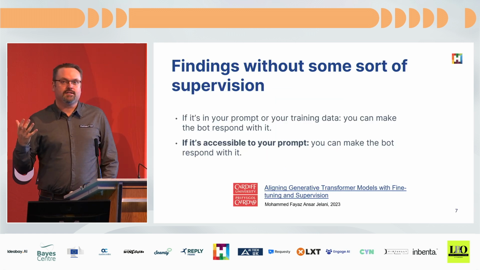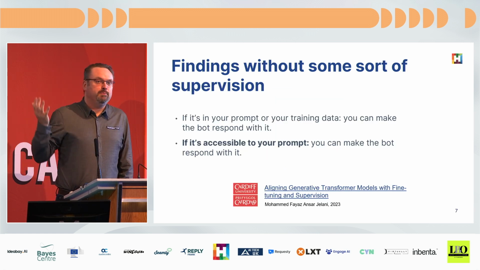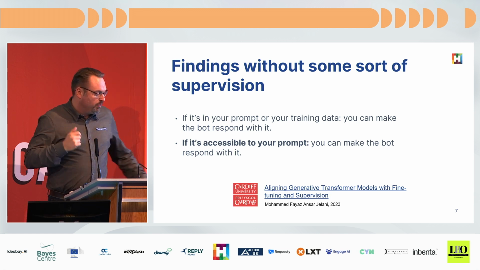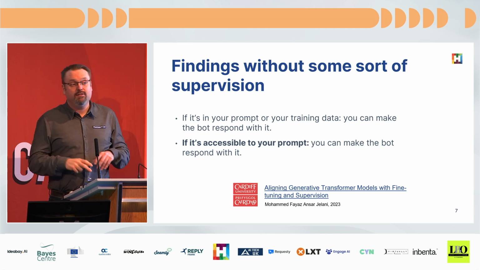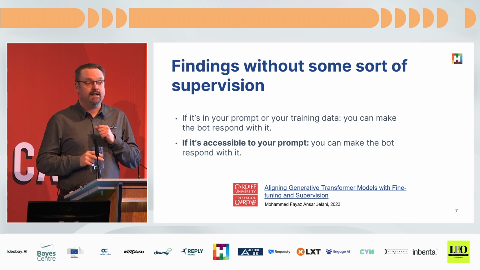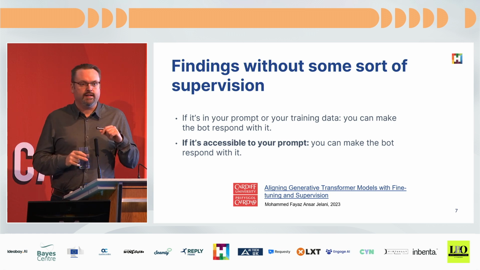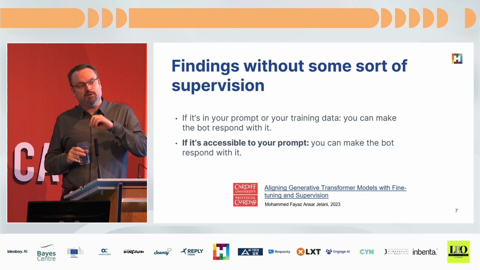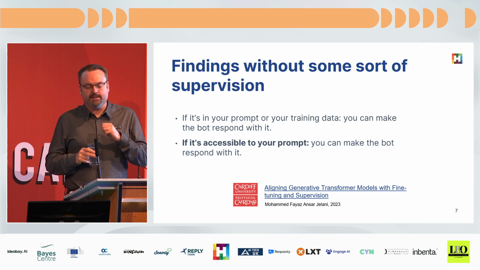What were our findings at the start of that? Well, if you don't have any supervision on your generative chatbot, what you'll find is that pretty much if it's in your prompt or in your training data, a user can drive the bot to give you that out. Worse than that, not just if it's in there, if it's accessible to that prompt or training data.